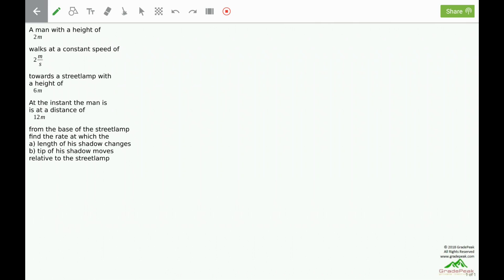We have a triangle forming here because we have a street lamp and we have a man, and the light from the street lamp that just passes above the top of the man's head and strikes the ground is responsible for forming the length of the man's shadow.